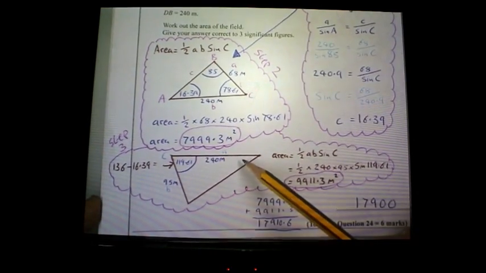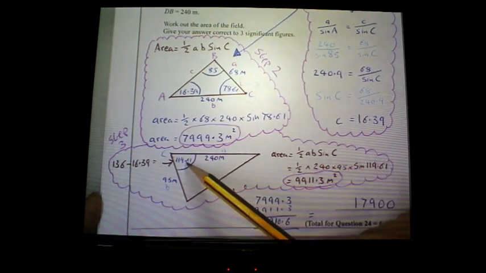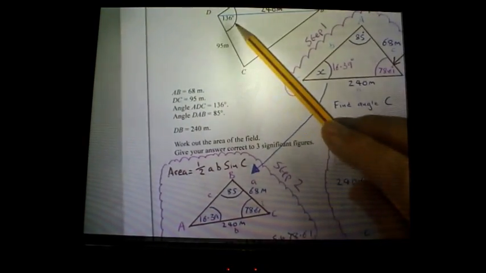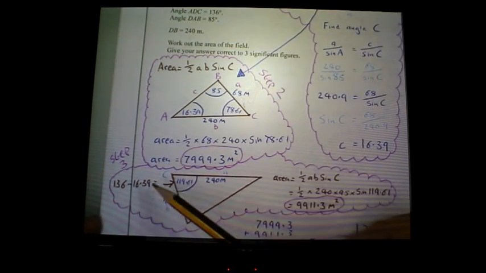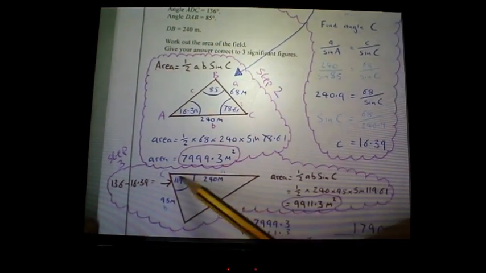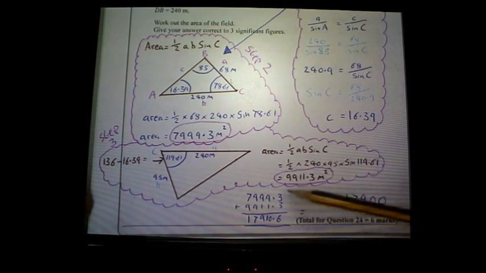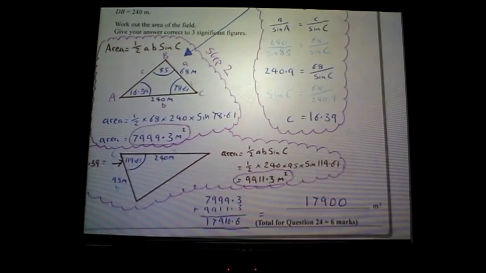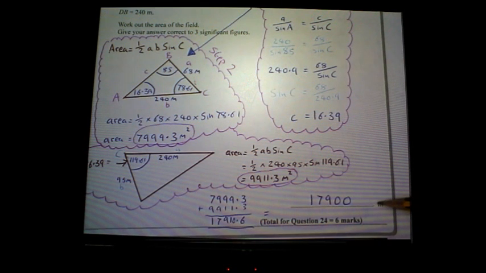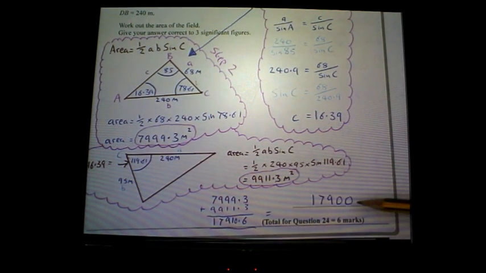Right, the bottom bit, I can work out this angle here, because I'm told at the top it's 136, but it's cut in half. I know the top half is 16.39, so 136 at 16.39 is that. I know that length there. And I've also been told that is 95, so I can just use this again, work out the area of it, add them up, and there's my answer. It does say give it to 3 significant figures near the top, so that's what I've done.